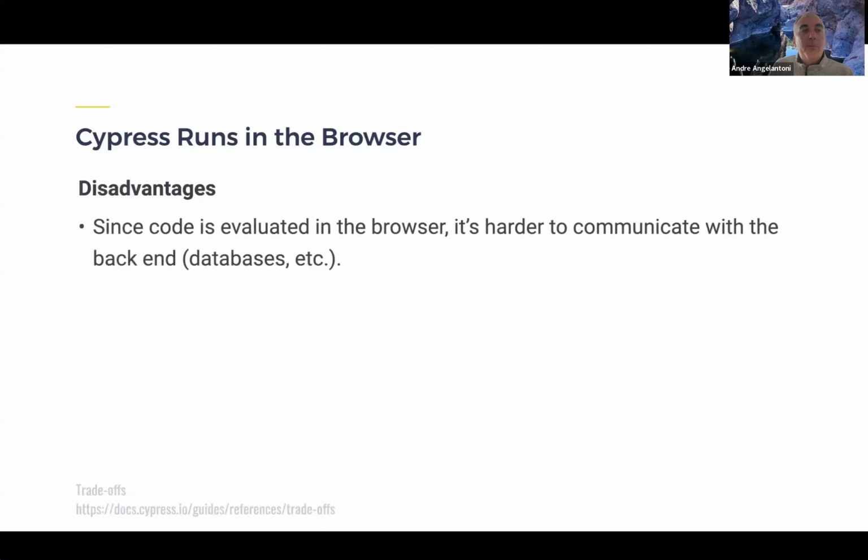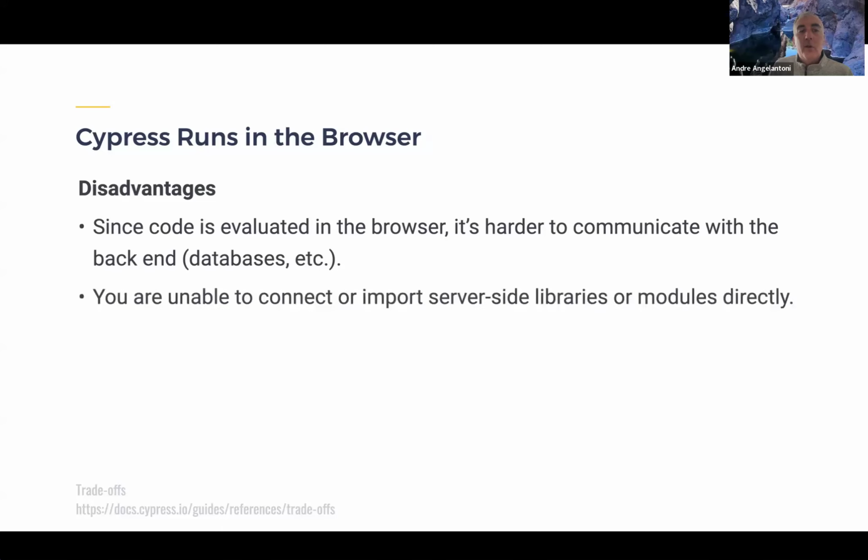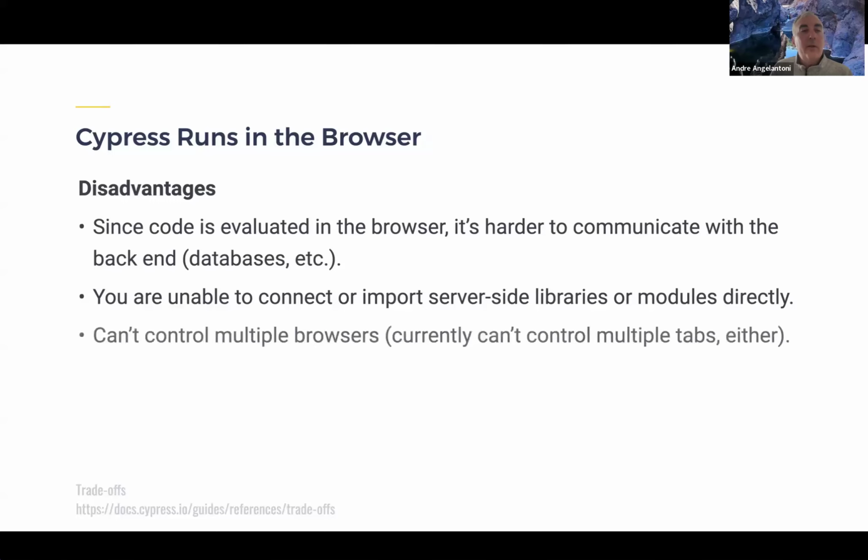But there are some disadvantages. Since code is evaluated in the browser, it's harder to communicate with the back end, things like databases. You are unable to connect or import server-side libraries or modules directly, and these are Node modules, by the way. And you can't control multiple browsers, and you currently can't control multiple tabs either. Again, there are workarounds, but that is a current disadvantage with Cypress. And it's significantly slower than Playwright.